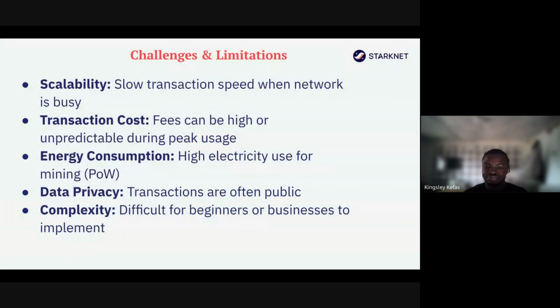Now, one of the challenges is scalability, right? And what do we mean by scalability? We mean transactions are slow. Yes, most times transactions are slow. Before now, transactions most times were very slow. Sometimes it takes up to 3 to 15 minutes for transactions to process, right? But at least now the speed is increasing. Still, when the network is busy, when there's network congestion, the transactions are still slow, and that's a problem.